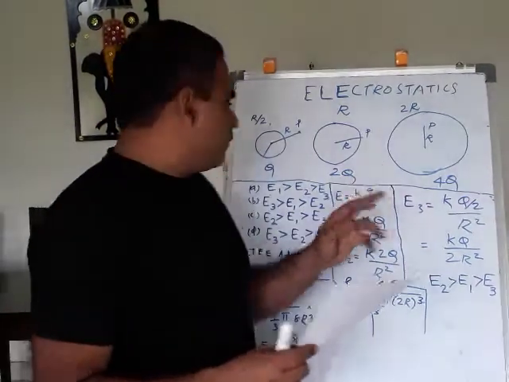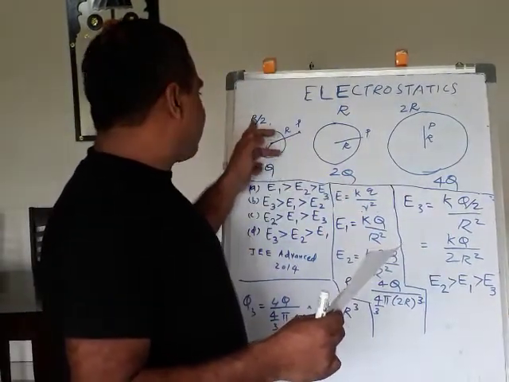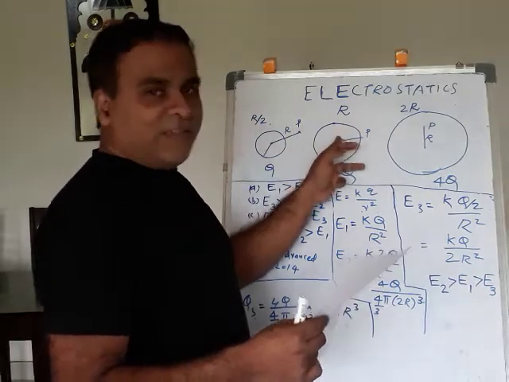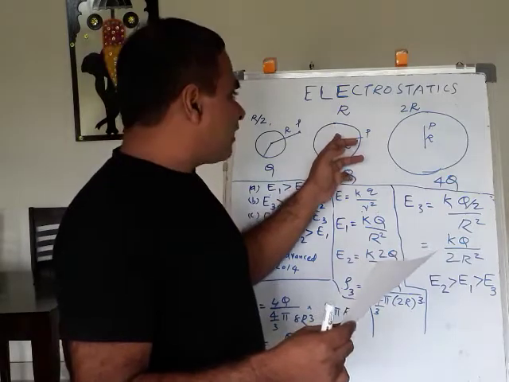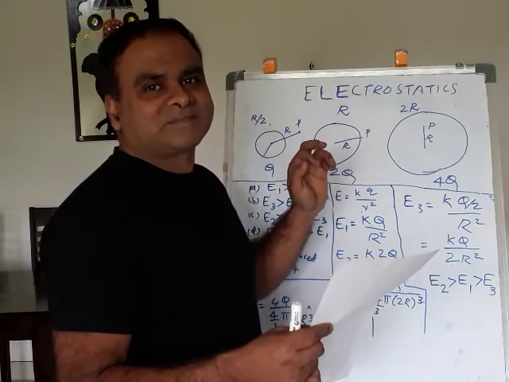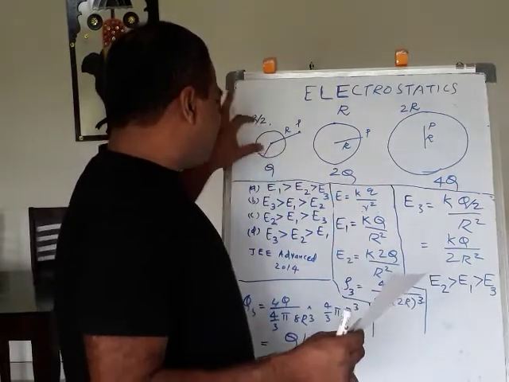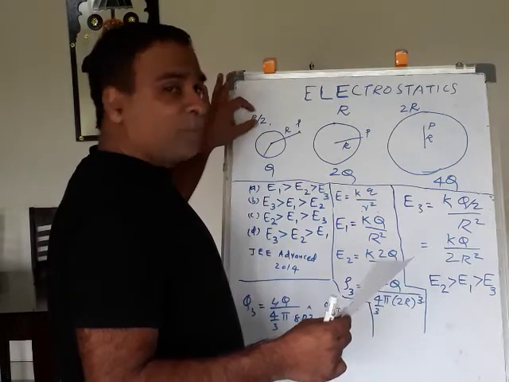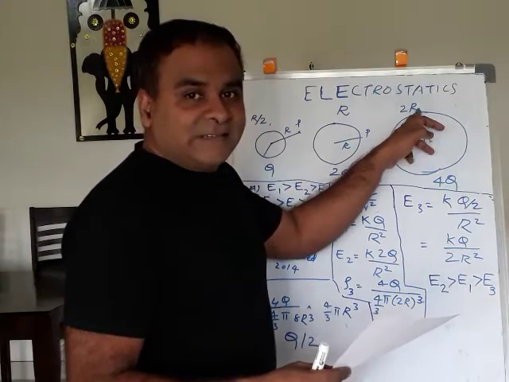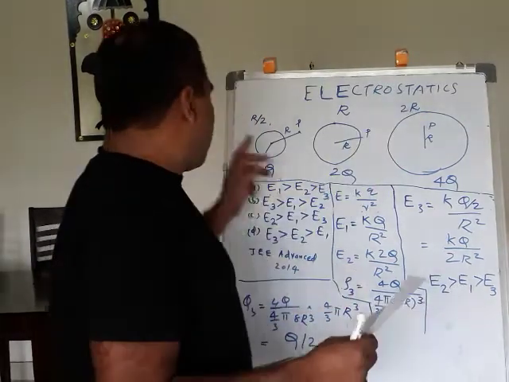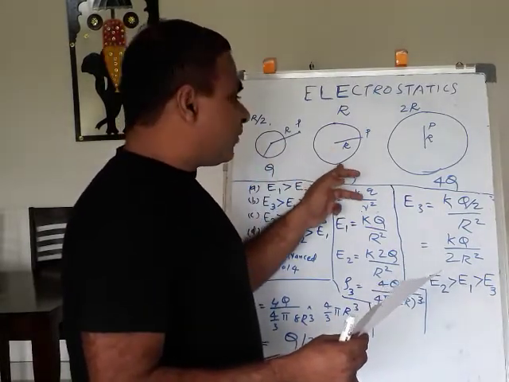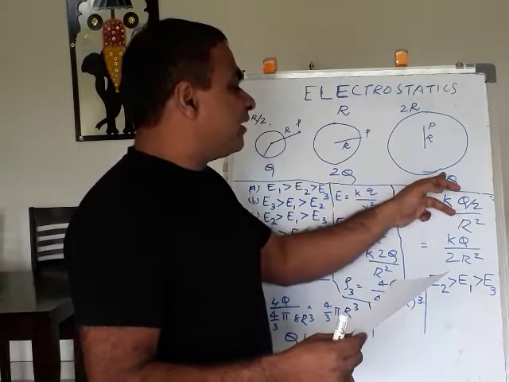I will tell you, the first sphere is of radius r by 2. Second sphere is of radius r and the third sphere is of radius 2r. Once again, the first sphere, its radius is r by 2. Second sphere, the radius is r. The third sphere, the radius is 2r. And the charge given to the first sphere is q, the second sphere it is 2q, and the third sphere it is 4q.